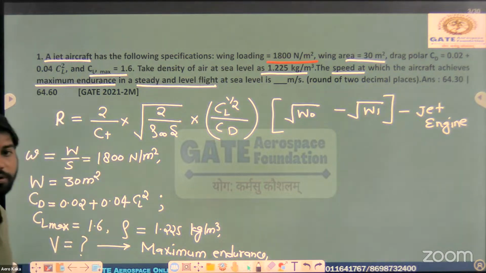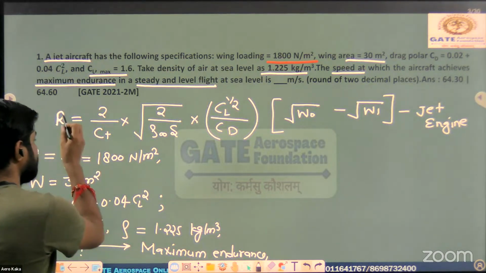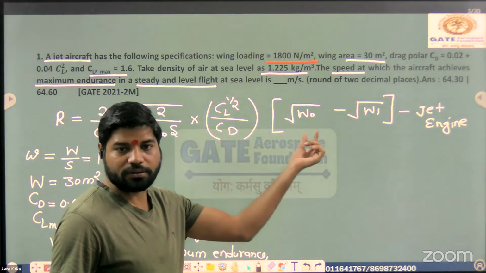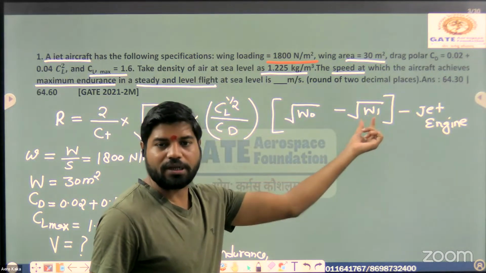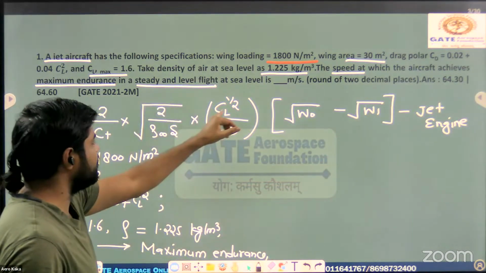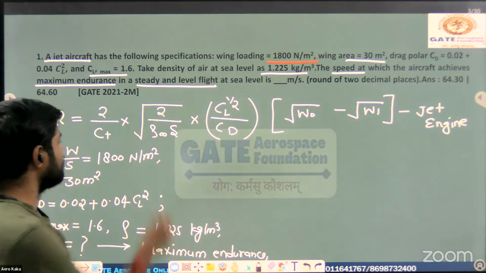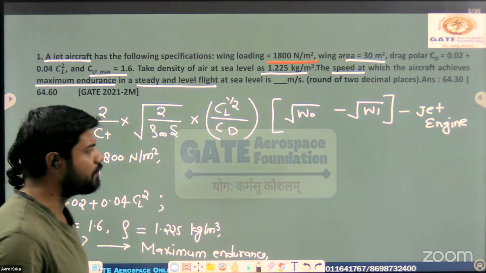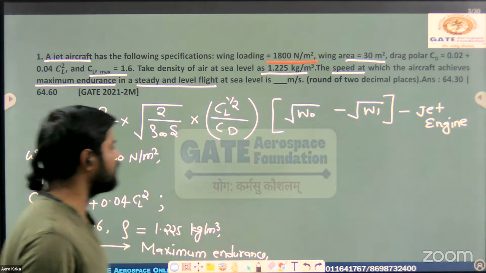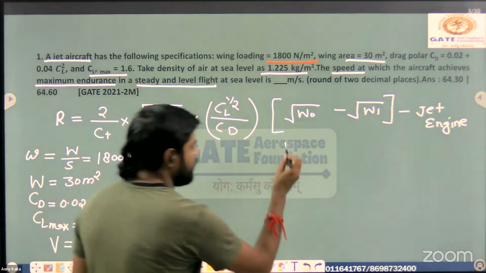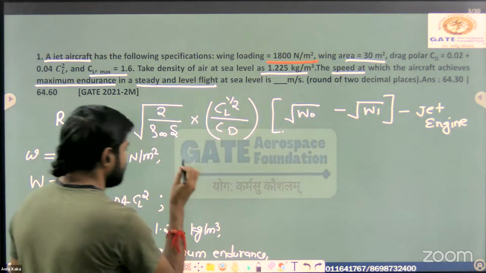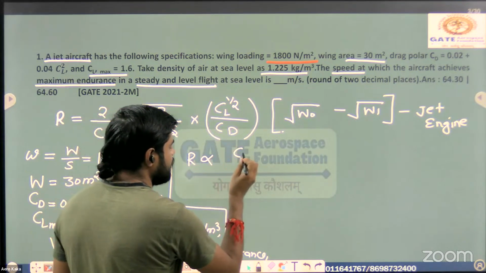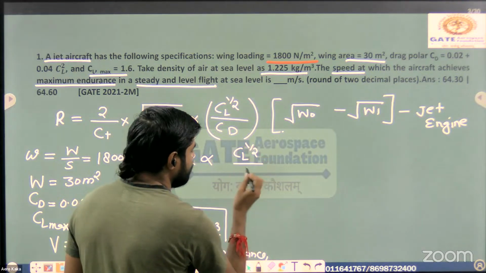Now, how to approach this question? Look, if you look at this range formula, if you keep all the parameters same, like the gross takeoff weight, what is the W1 here, or you can say WE, no issue at all. Then CL raised power 1 by 2 upon CD. This is nothing but rho infinity into S, and this is nothing but 2 upon CD. If you keep all the parameters same, then here you can write R is directly proportional to CL raised power 1 by 2 upon CD.